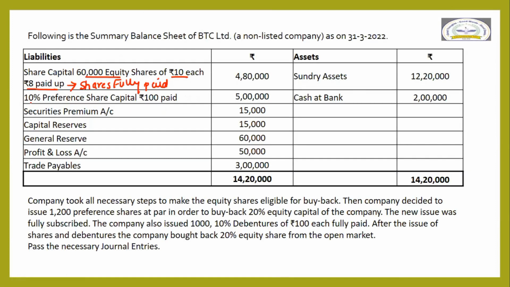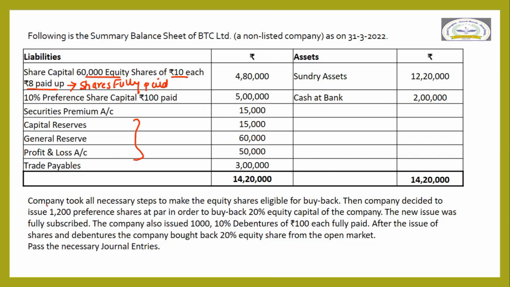Now, the second one is 10% preference share capital of rupees 100 paid, and the amount is given as 5 lakh rupees. Securities premium account 15,000 rupees, and here all the reserves are given: capital reserve 15,000, general reserve 60,000, profit and loss account 50,000. These are the balances in our accounts. Trade payables 3 lakh rupees. Now we look at the assets also. Sundry assets is given as 12,20,000 rupees. Cash at bank is given as 2 lakh rupees.